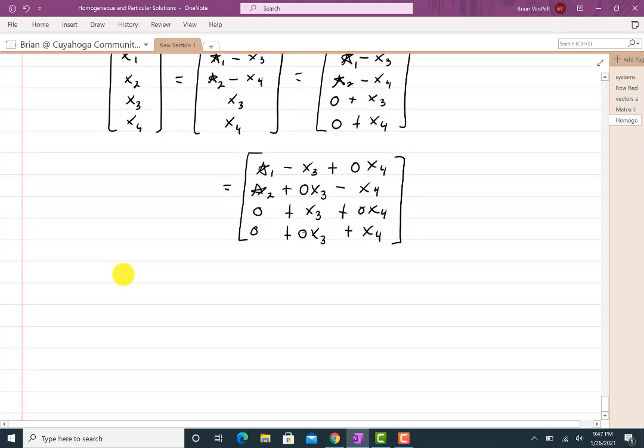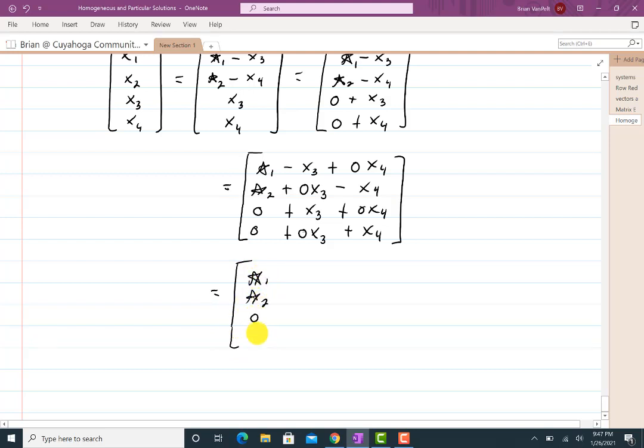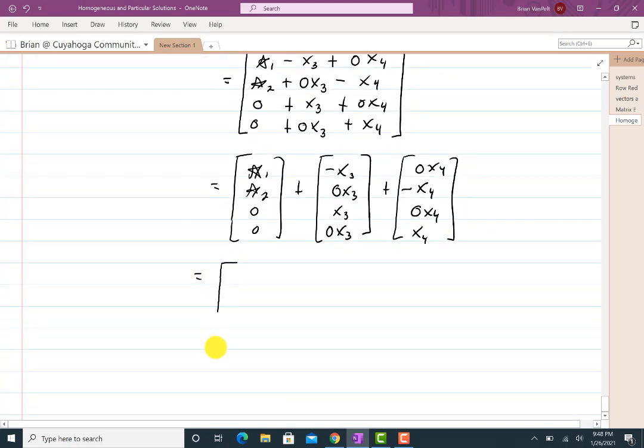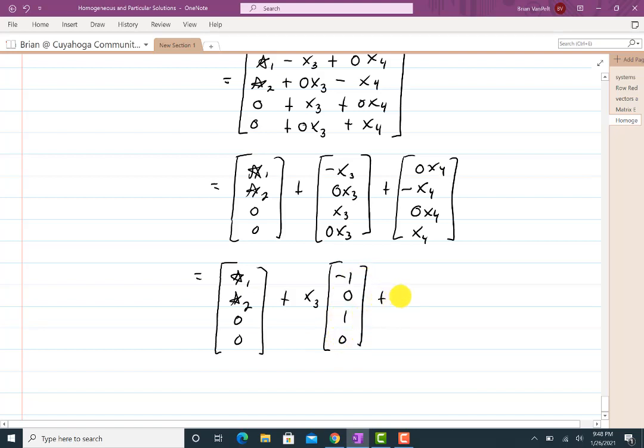Then when I break this up into multiple vectors, I'll have star 1, star 2, 0, 0, plus x3 times its vector, plus x4 times its vector. I'll continue on. What I'm going to do is leave the stars where they're at. But then, for the parametric part, I'll factor out an x3, and then I'll also factor out an x4 from the second piece.